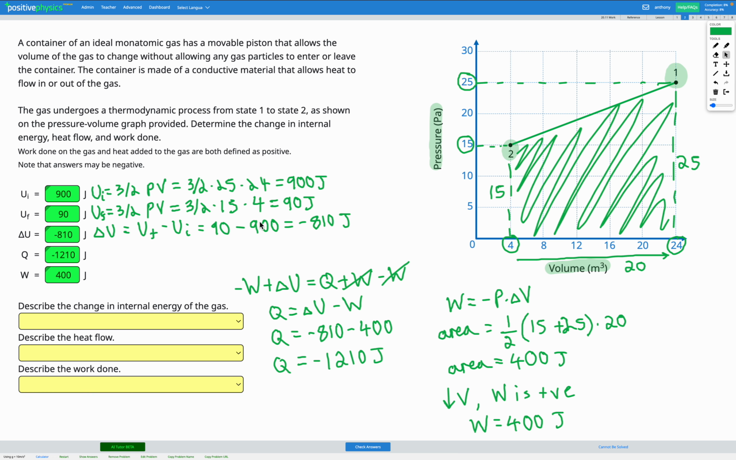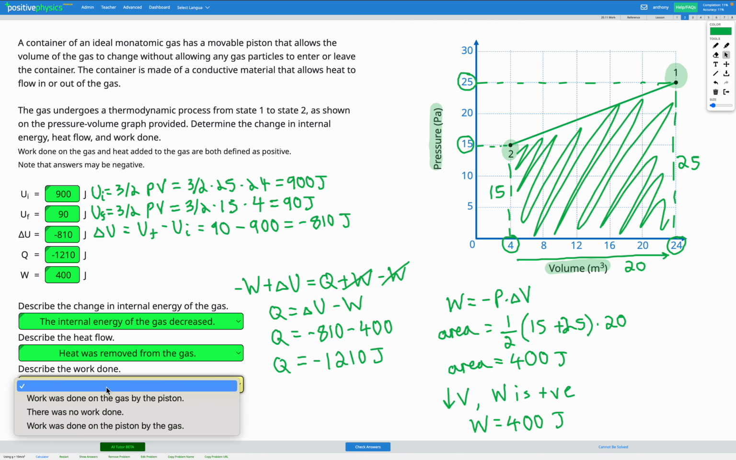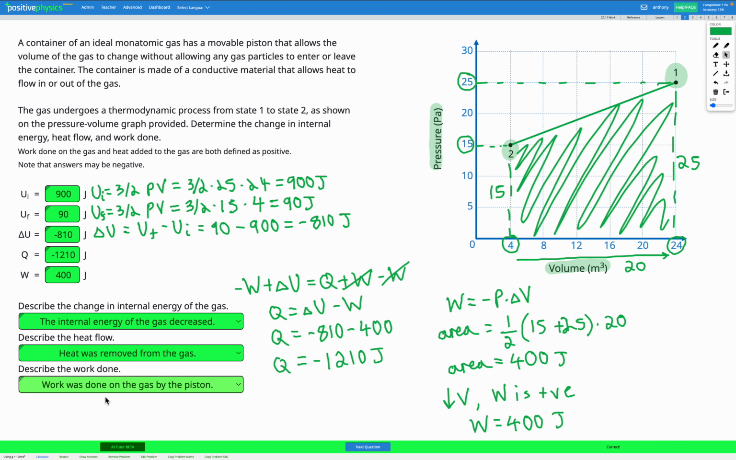Awesome. Okay, so we used our graph to figure out all of that. Next, we're going to just describe what happened. So our delta U was negative. That means that we had a decrease in the internal energy of our gas. Our heat flow, Q, was also negative. That means that heat flowed out of our gas. We removed heat. So heat was removed from the gas. The work done was positive. That means that energy was added to the gas. In other words, work was done on the gas by the piston.